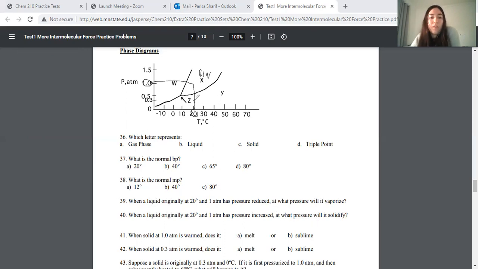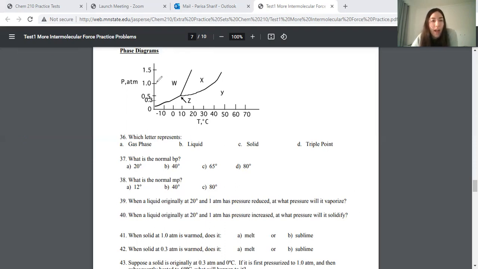Okay, we're still keeping temperature constant, but in this case we're going to go up because this is the solid line, and we want to see when it turns into a solid at the same temperature but a different pressure. And in this case, it's going to be here, 1.5 atm. Cool. So we were able to do both of those.